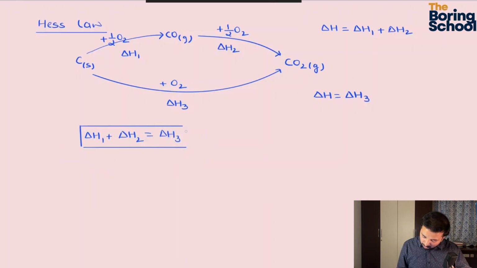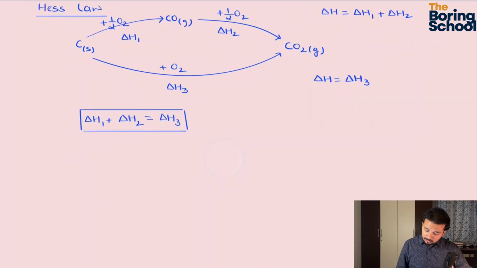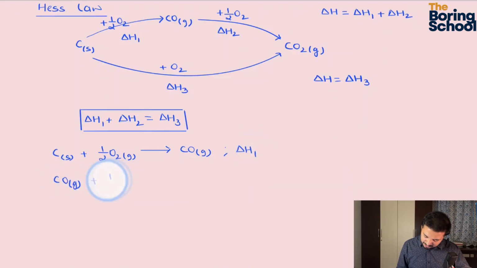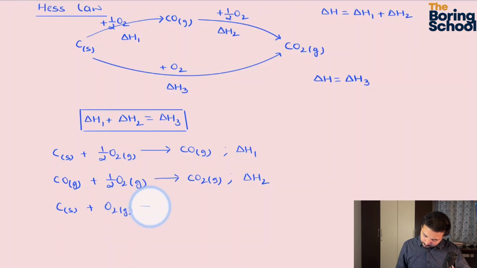Now, let me write all the three equations again. The first equation: carbon solid plus half O2 gas gives carbon monoxide gas. For this reaction, the change in enthalpy is delta H1. Then carbon monoxide gas plus half O2 gas gives carbon dioxide gas. For this, the change in enthalpy is delta H2. And the third reaction: carbon solid plus O2 gas gives CO2 gas. For this, the change in enthalpy is delta H3.